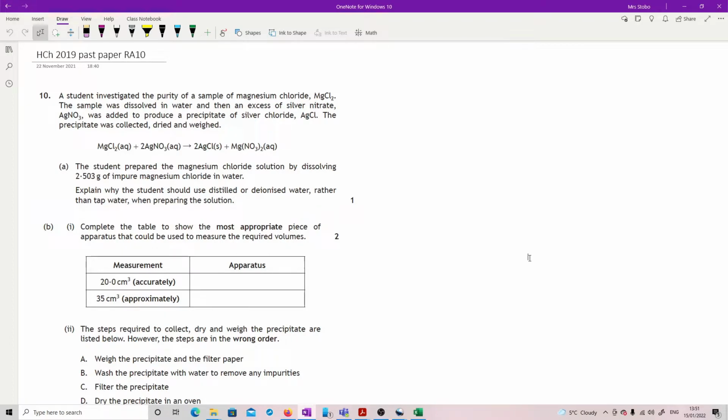Okay, question 10 from the 2019 paper. A student investigated the purity of a sample of magnesium chloride. The sample was dissolved in water and then an excess of silver nitrate was added to produce a precipitate of silver chloride. The precipitate was collected, dried and weighed. The student prepares the magnesium chloride solution by dissolving 2.503 grams of impure magnesium chloride in water. Explain why the student should use distilled or deionized water rather than tap water when preparing the solution.